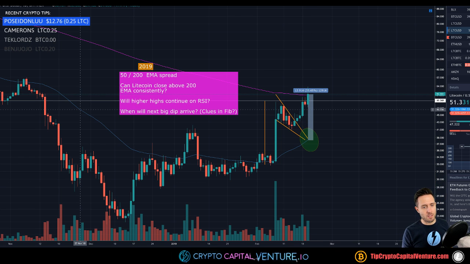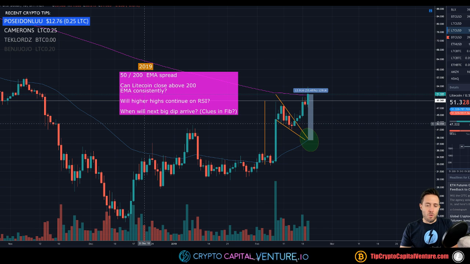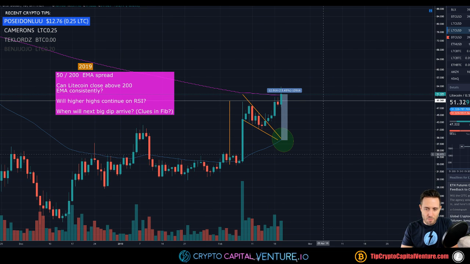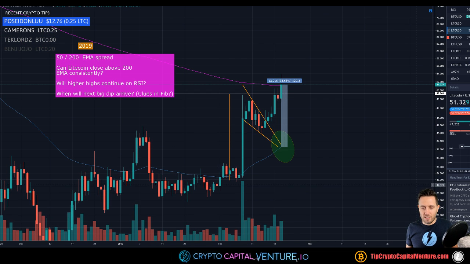Fourth question to ask: when will the next big dip arrive? And are there clues in the Fibonacci retracement? So what does that mean? Well, this is probably the most bearish question, right? And it's not even bearish. If you've been in crypto for a while, this is expected. We anticipate it, but we almost expect it.